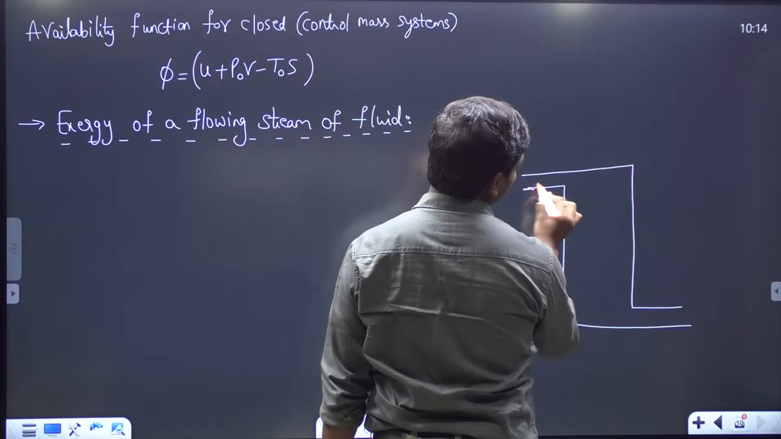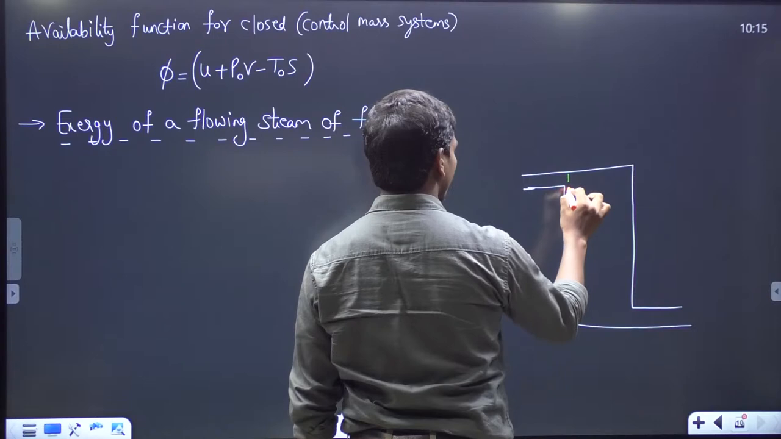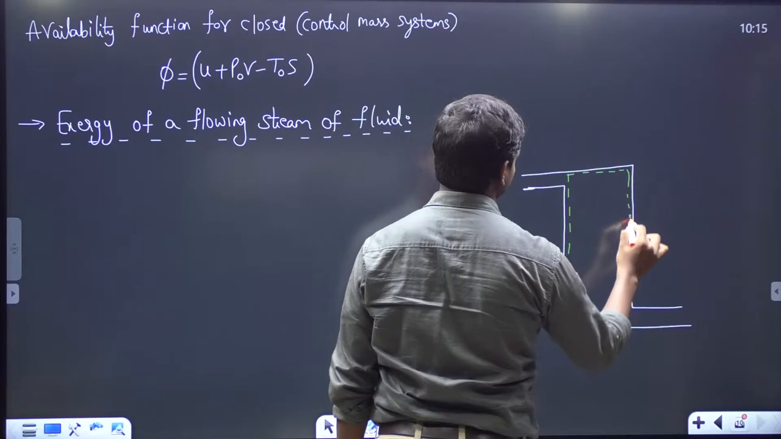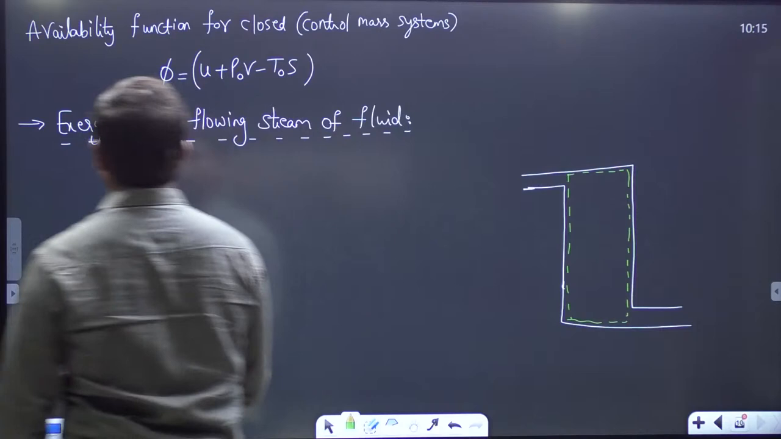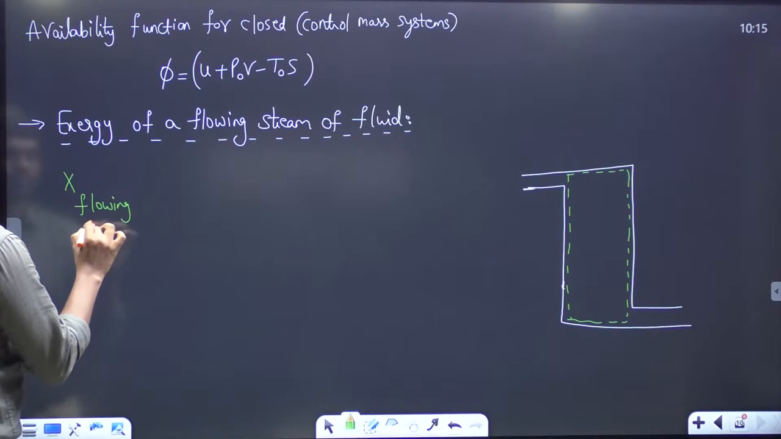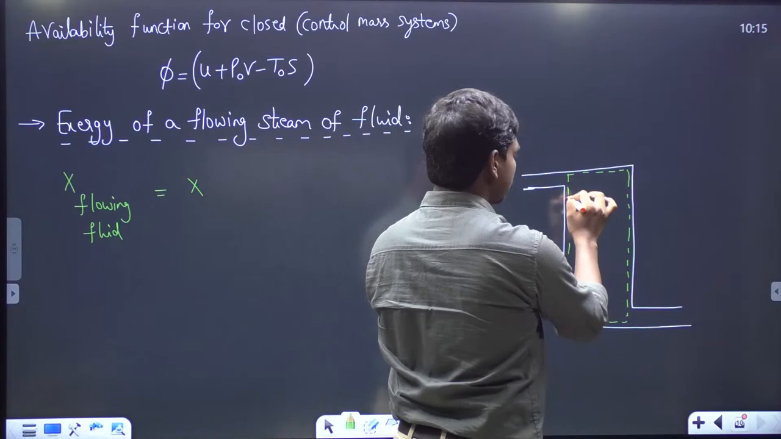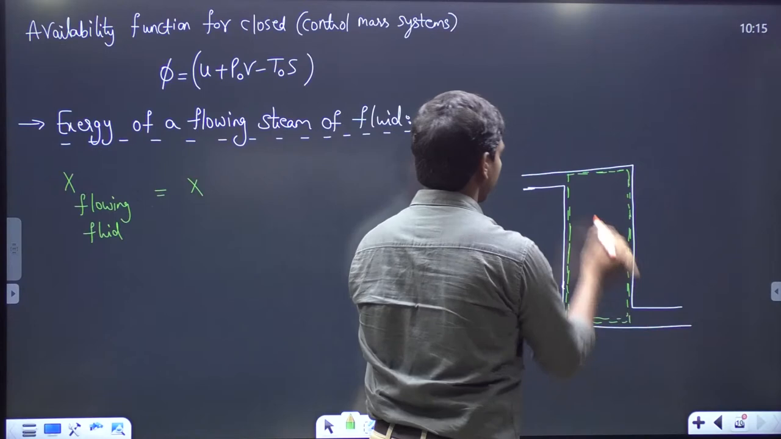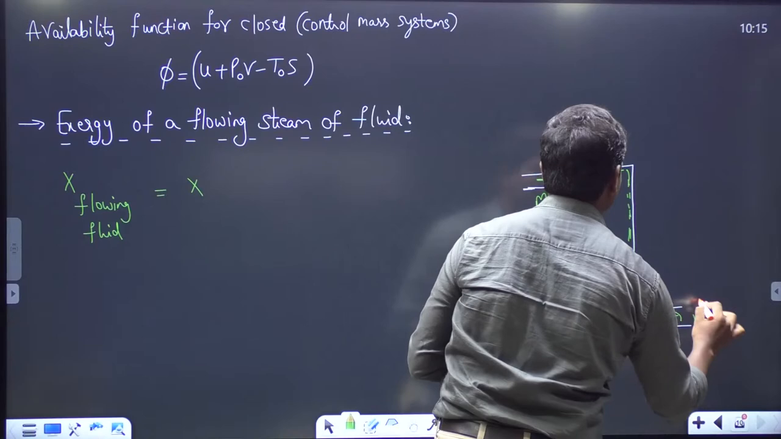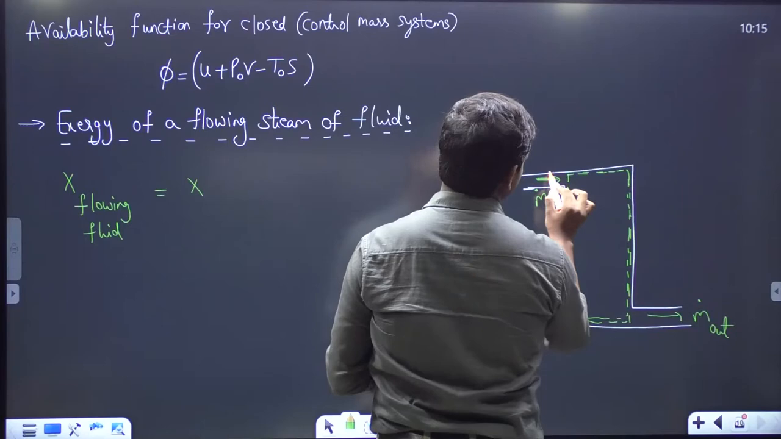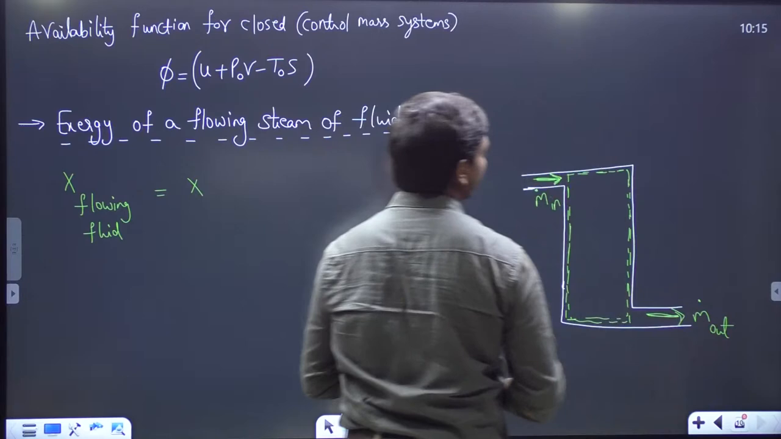Now, see here. Let us suppose this is the control volume that we are interested in. If you want the exergy of a flow system, of a jet of flowing fluid, this can be modeled as two terms. First, if you consider this volume itself, this region is non-flowing. Some mass is going in and some mass is coming out, with rates m dot in and m dot out. If an equivalent amount of mass is coming in and going out, then this portion can be treated as the non-flow portion, and only these two portions can be treated as flow portions.